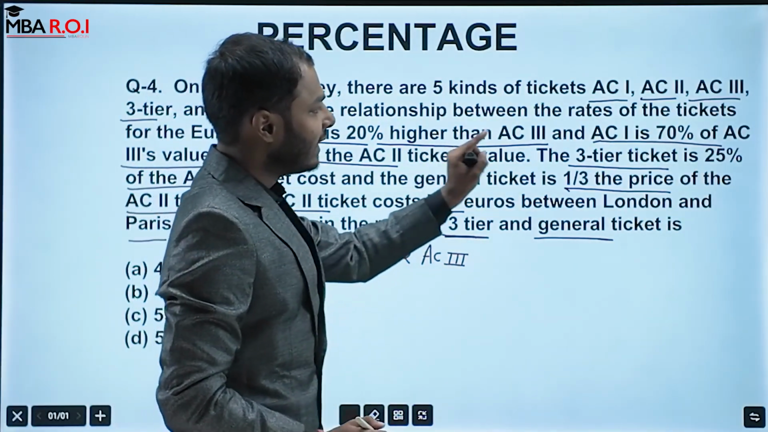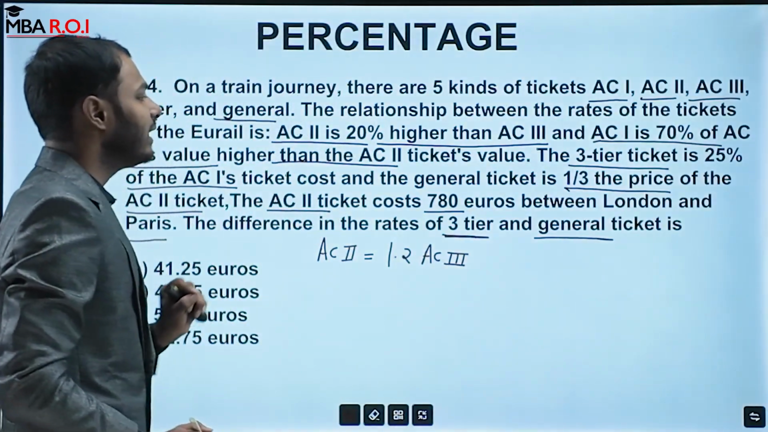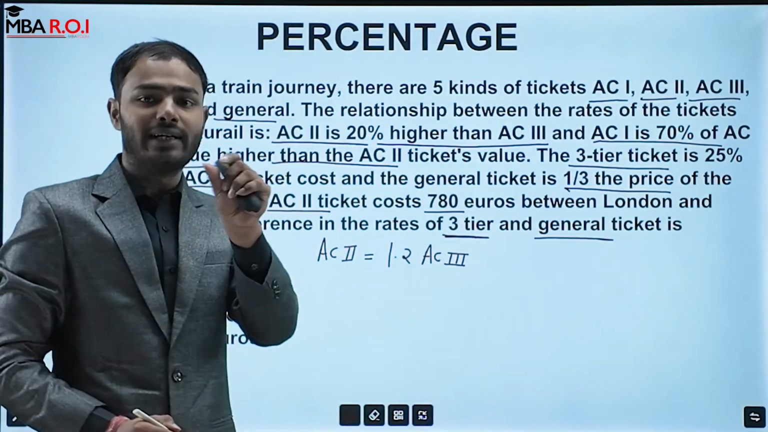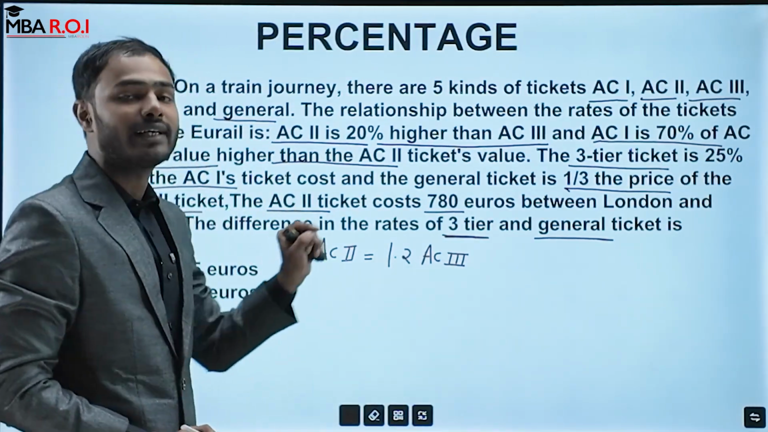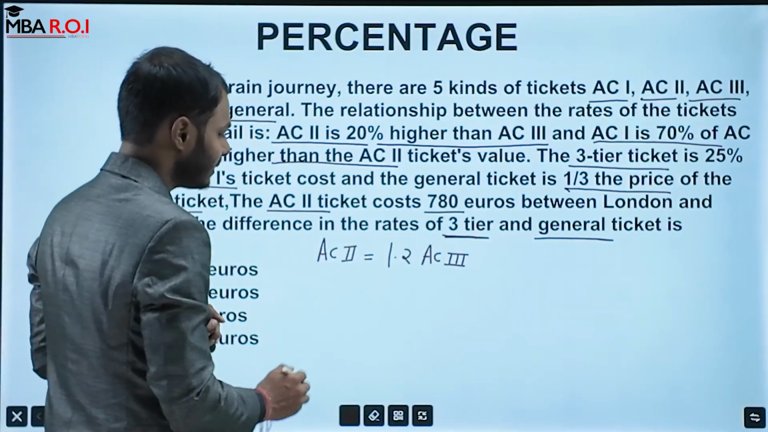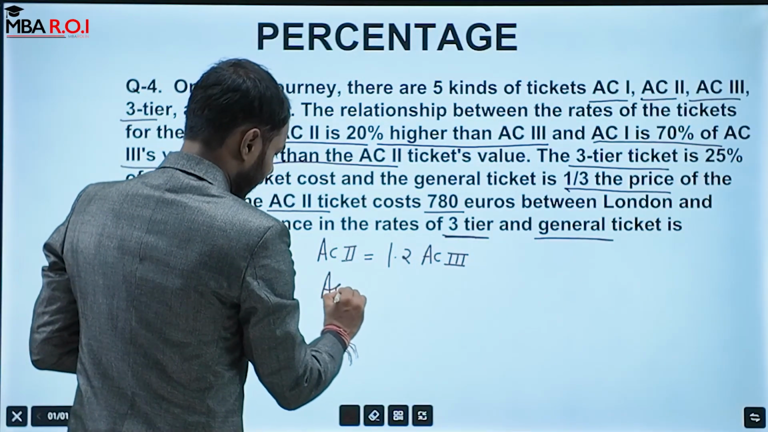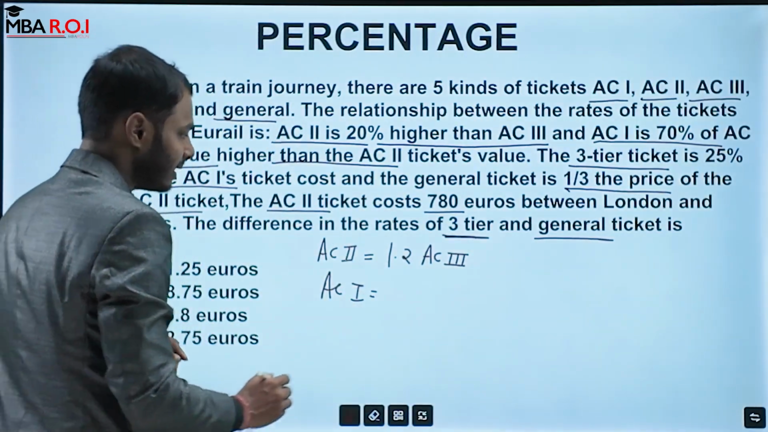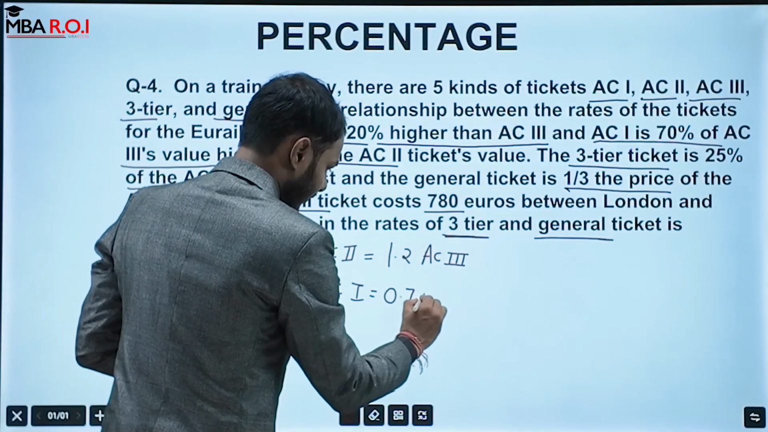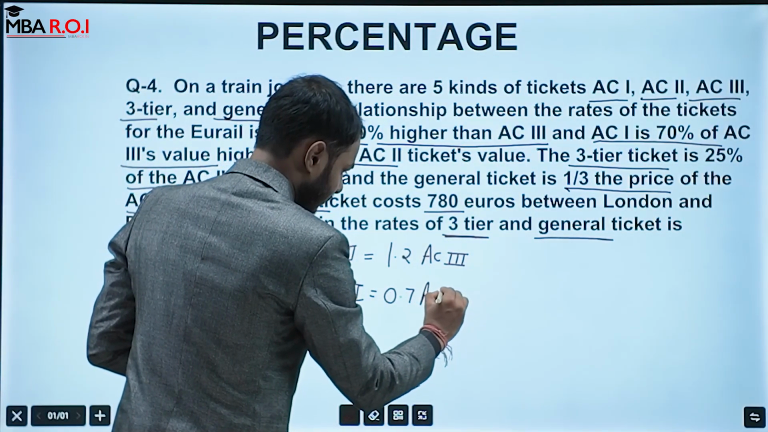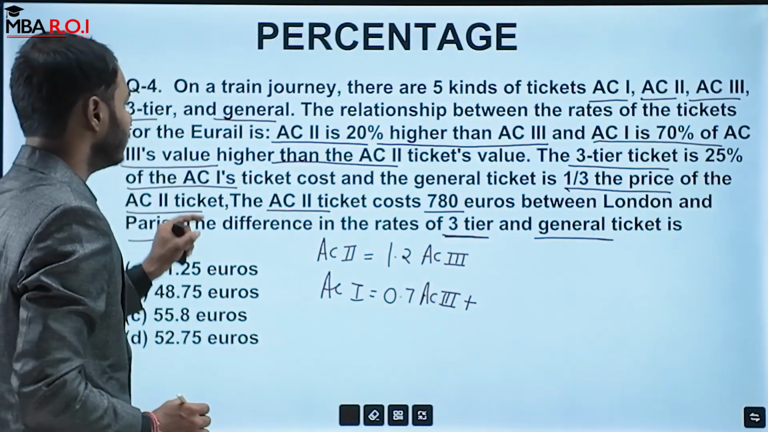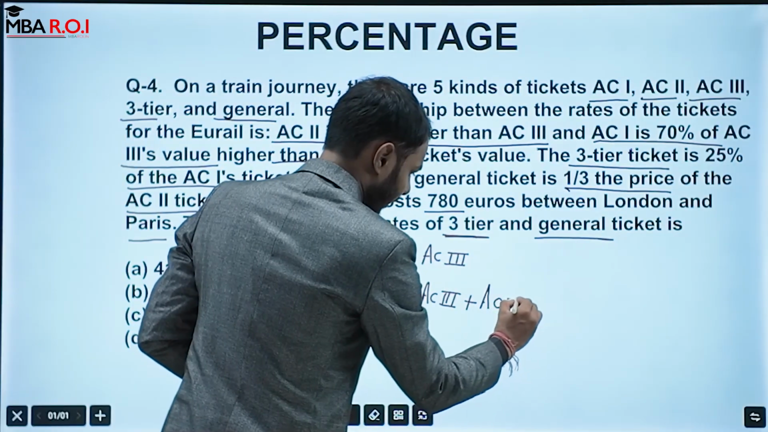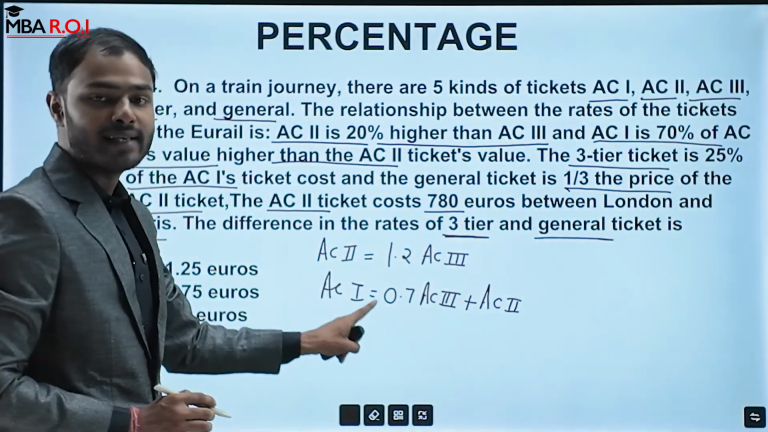Now let's read the next. AC1 is 70% of the third's value higher than the AC second ticket. Now this is a little bit of a complicated statement which is not that easy to grasp. So how are we going to read this? We can say that AC first ticket is 70% of AC third's value, so 0.7 times AC third, more than, meaning added to, the AC second ticket value. So plus AC second will also be written over here. Okay, so this is the relation for AC first.